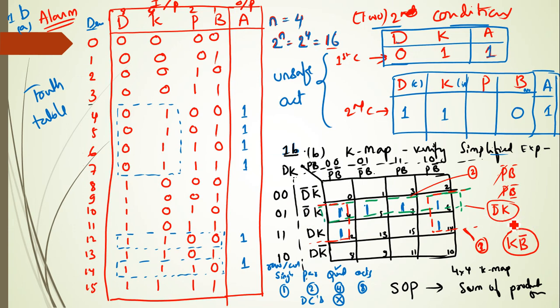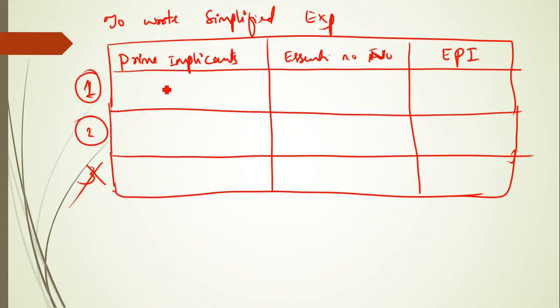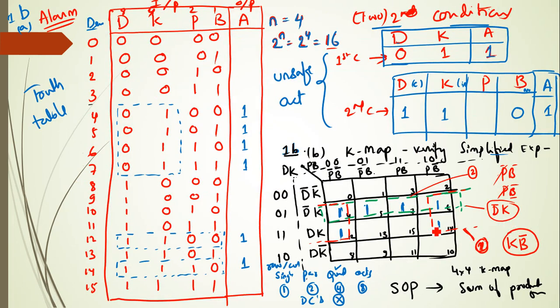Now if you consider these both in our expression, for the first grouping, the expression is K B bar, and for the second grouping, the expression is D bar K.